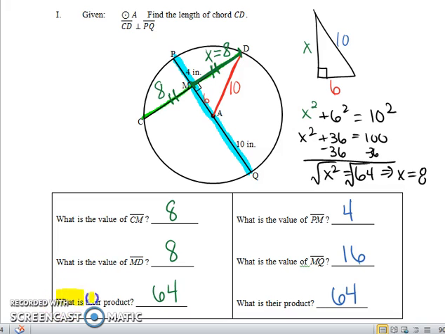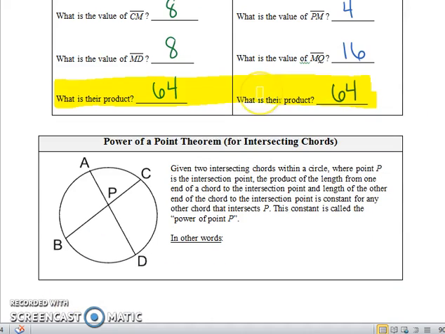So this is what power of a point tells us. This was not a coincidence. Power of a point says that whenever two chords or two segments intersect in a circle, that the length from one end of the chord to the intersection multiplied by the other end of the chord to the intersection will be the same in both intersecting chords. So let's summarize that in this box right here.